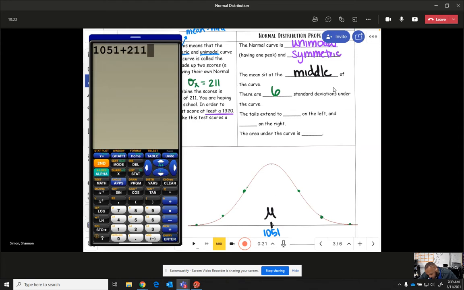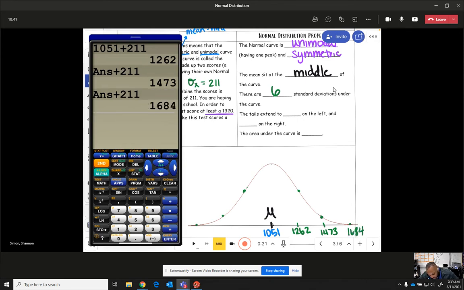1051 and add 211. So I get a value of 1262 for the first standard deviation. Add 211 again. 1473 for the second standard deviation to the right. Add 211 again. 1684 for the third. If I want to do the left-hand side, I take 1051 and subtract off 211. I get 840 here. Subtract off 211 again. I get 629 here. And then subtract off 211 one more time, and I get 418.